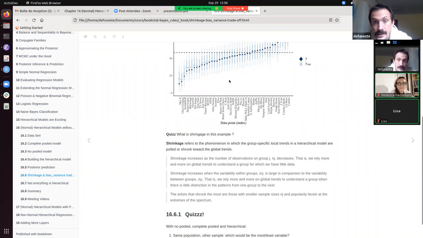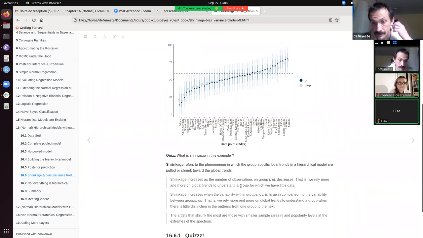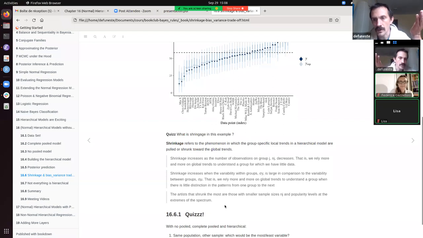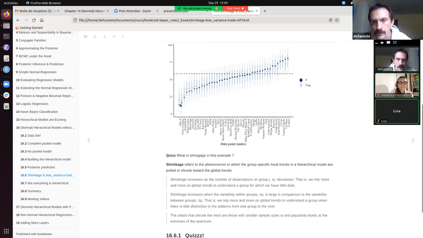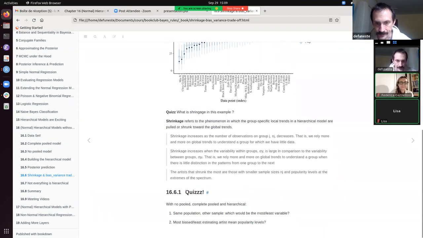We can probably see it in some places, because when we have a big variability inside the group, we are still putting maybe too much information from the global trend. To give you an example, the artists that shrunk the most are artists with smaller sample size and popularity level at the extreme of the spectrum, for example Maya X and Camilo. Okay, Camilo doesn't shrink that much, maybe more like Lil Sky. Quiz. Okay, we're good. The last point is very easy.